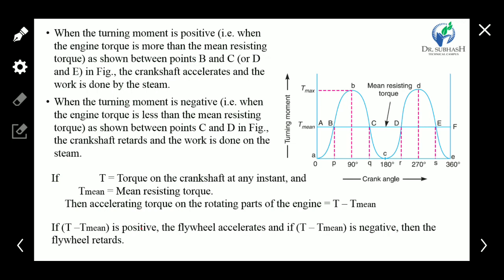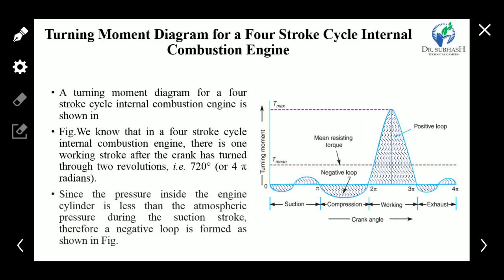So if T minus T mean is positive, then the flywheel accelerates, meaning the torque generated is higher than the minimum torque. So the flywheel accelerates, and this turning moment diagram is positive. And if T minus T mean is negative, it means the flywheel retards, and this diagram is negative. Okay, clear? Now see the other turning moment diagram.